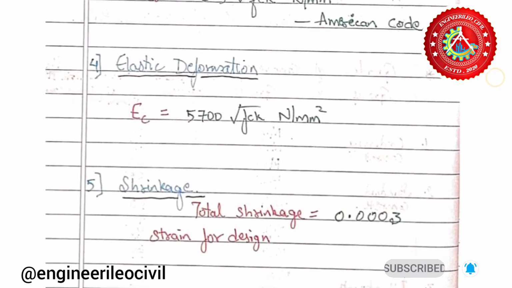Let's move forward to the elastic deformation. Elastic deformation is influenced by elastic properties of material, aggregates, and to a lesser extent by age of concrete, condition of curing, the mixed proportions, and type of cement. Let's take an example that static modulus of elasticity in Newton per mm square is equal to 5700 under root characteristic strength of cube in 28 days in Newton per mm square. That might be the elastic deformation.